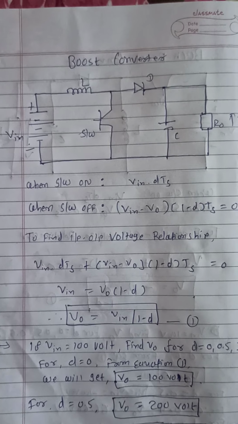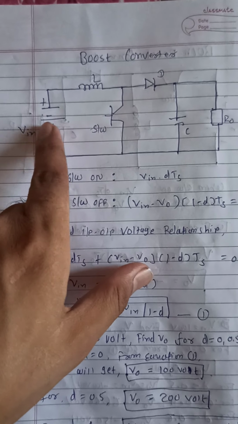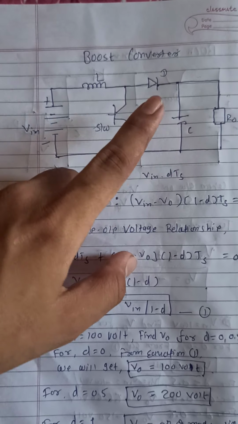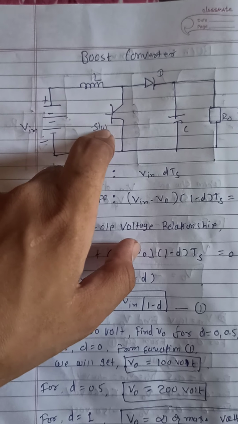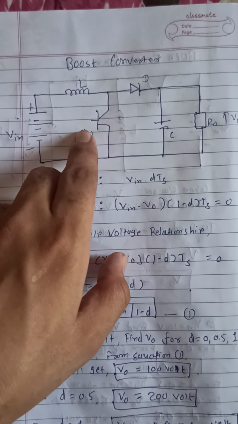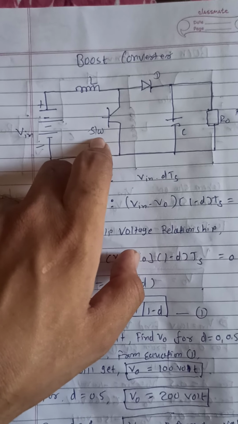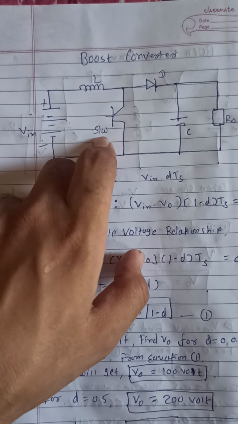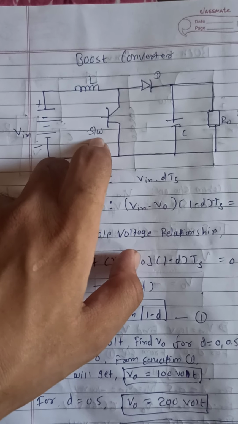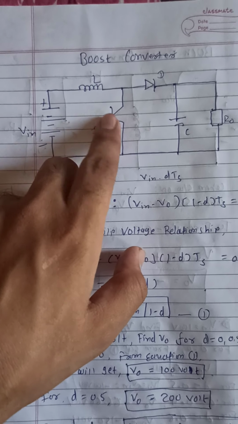Okay, so this is the circuit of the boost converter. Input voltage, L and C, diode, switch, load. The switch here is a self-commutating switch: BJT, MOSFET, IGBT, GTO. So any self-commutating switch.